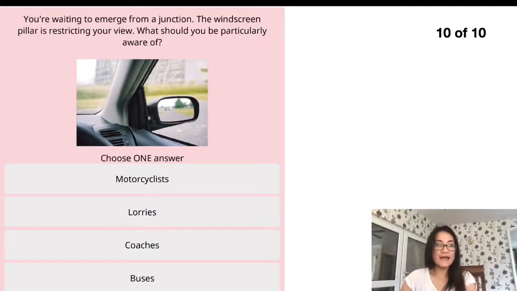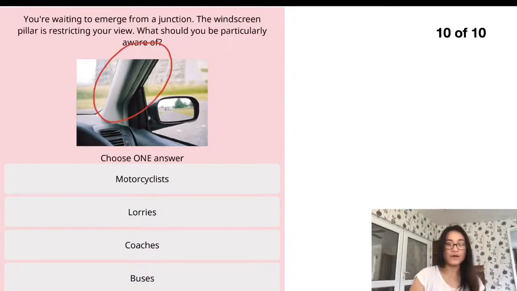Question 10, the last question for this video. You are waiting to emerge from a junction. The windscreen pillar is restricting your view. What should you be particularly aware of? So this bit of your car, the windscreen pillar, is blocking your view. What kind of vehicle might be hidden behind the windscreen pillar?